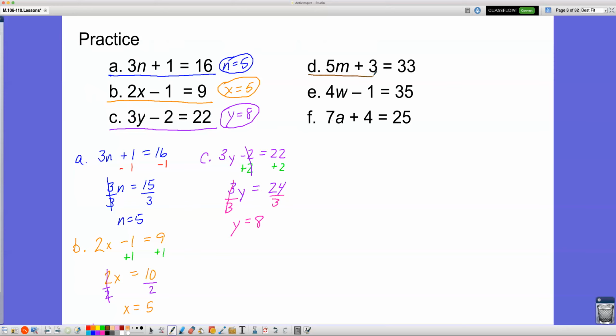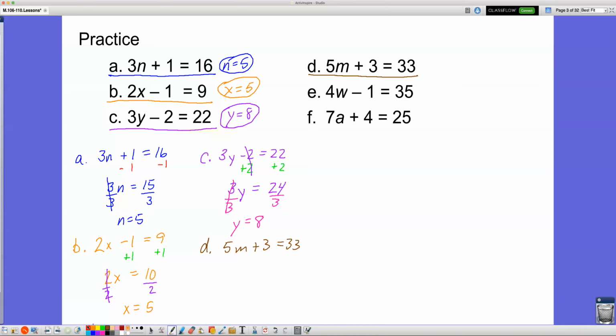All right, let's go on to letter D. Go ahead and answer 5m plus 3 equals 33. So for D, I need to do 5m plus 3 equals 33. I need to rewrite this. If you're not using a piece of paper, you need to get one out, use a pencil, and rewrite every problem every time you work through them.